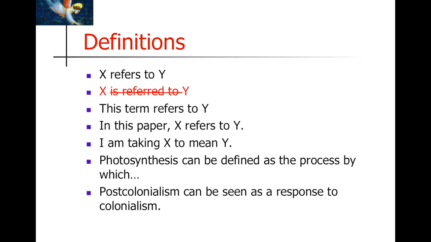If you're in your methodology chapter, for example, you're going to explain how you approach your object of knowledge, and you're going to have to define a few basic terms. The simplest way to do this is: in this paper, X refers to Y, or this term X refers to Y, or I am taking X to mean Y. Okay, which means in what I'm doing now, I assume that X means Y. What you can't do is this: X is referred to Y.